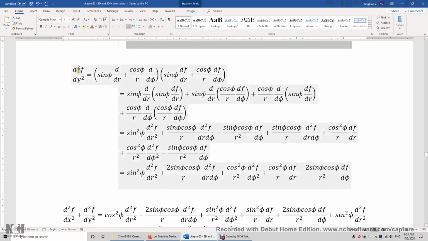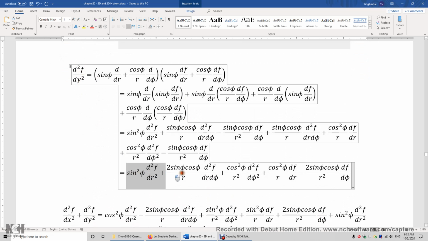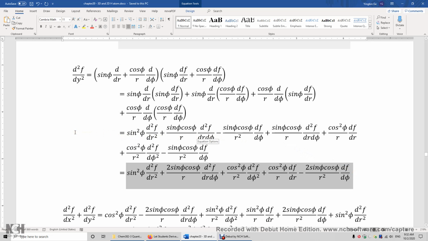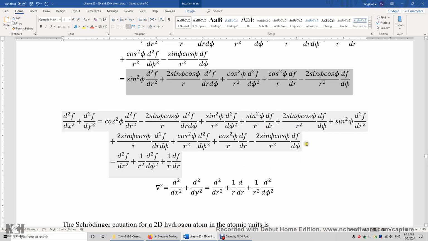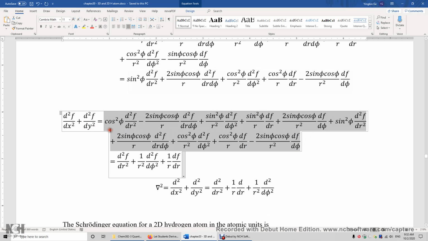You can do the second derivative of f with respect to y here as well. Again, you have many terms, but it's simpler than the 3D case. Now put them together, we have a bunch of terms. I think we have 5 terms from y, 5 terms from x. Put them together, we have 10 terms. But put them together, you will dramatically simplify the Laplacian operator.